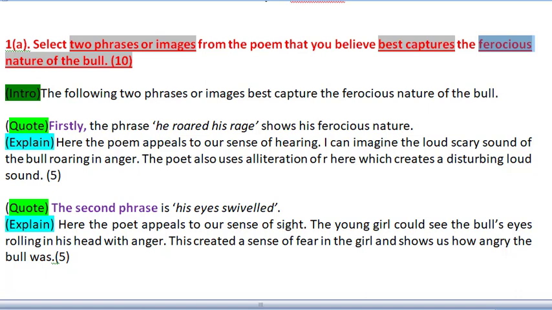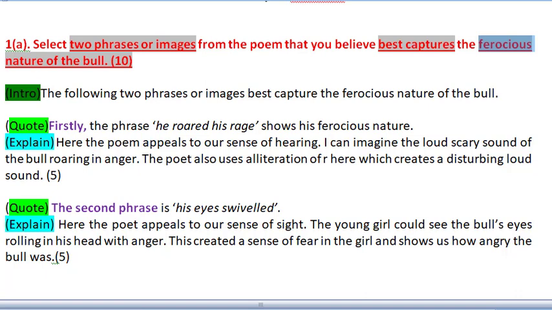Firstly, the phrase, "He roared his rage," shows his ferocious nature. Please note, you put the quote in quotation marks. Open the quotation marks at the start, close the quotation marks at the end. One line of a quote is okay, do not put 3 or 4 lines of a quote. Then you explain why you chose this quote.